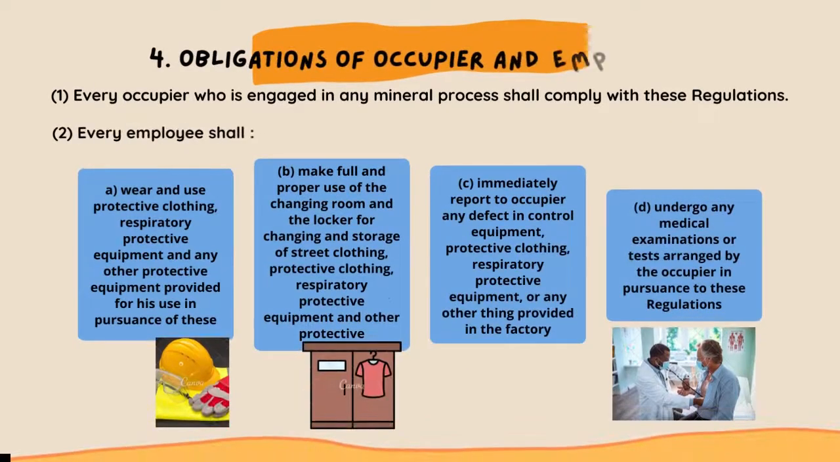Regulation 4. Obligation of occupier and employee. Every occupier who is engaged in any mineral process shall comply with this regulation. Every employee shall wear and use protective equipment, make full and proper use of the changing room and the locker for changing and storage of protective equipment, immediately report to the occupier any defect in control equipment, and undergo any medical examination.